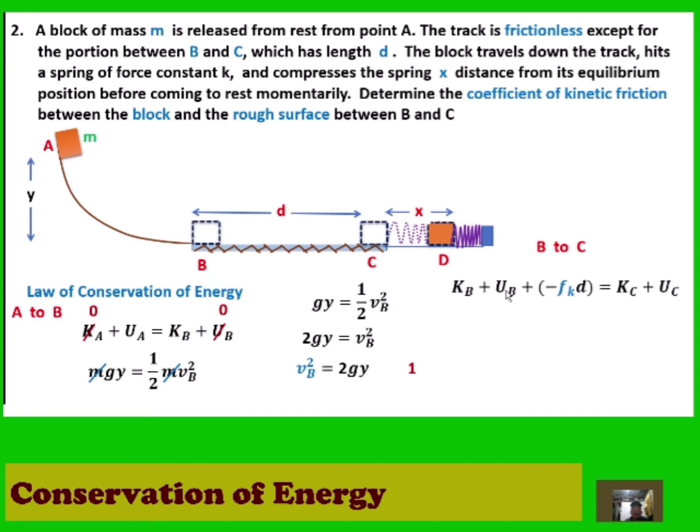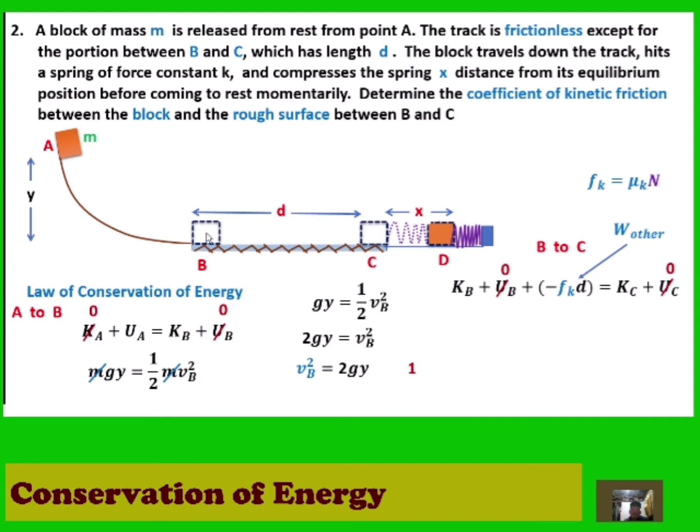kinetic and potential energy at point B plus the negative work done to overcome the kinetic friction. This is negative because the energy of the body decreases due to the frictional force exerted by the surface on the block. And at point C, it has kinetic and potential energy. The force of kinetic friction, F sub K, is equal to the coefficient of kinetic friction times the normal force.